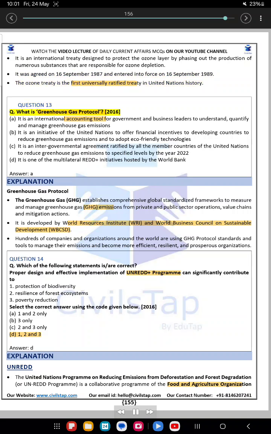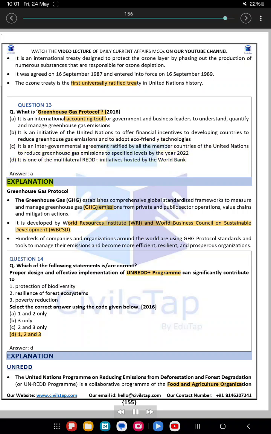Question 13. What is Greenhouse Gas Protocol? 2016. A. It is an international accounting tool for government and business leaders to understand, quantify, and manage greenhouse gas emissions. B. It is an initiative of the United Nations to offer financial incentives to developing countries to reduce greenhouse gas emissions and to adopt eco-friendly technologies. C. It is an intergovernmental agreement ratified by all the member countries of the United Nations to reduce greenhouse gas emissions to specified levels by the year 2022. D. It is one of the multilateral REDD+ initiatives hosted by the World Bank.